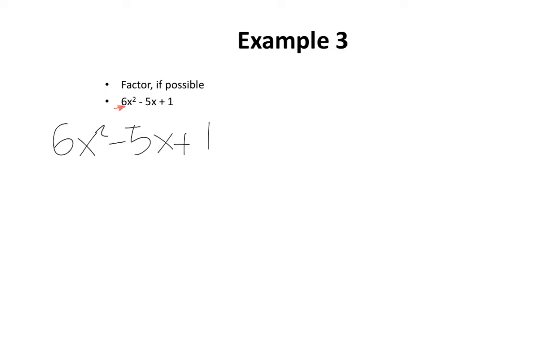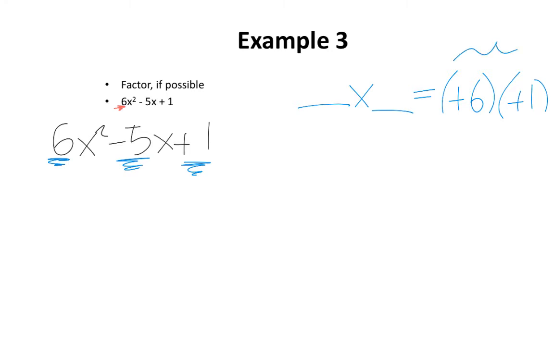Also, we want to see if there are any common variables within these three terms, and there are no common variables between all of these three terms. Therefore, I want you to take a close look at this coefficient of 6, this coefficient of negative 5, and this constant of positive 1. You want to think of two numbers that when multiplied together give you the product of positive 6 and positive 1. Positive 6 times positive 1 is positive 6. Again, you want to think of the same two numbers that when added together give you negative 5.